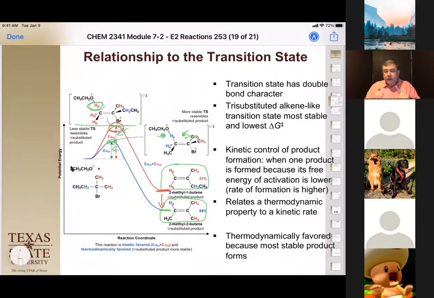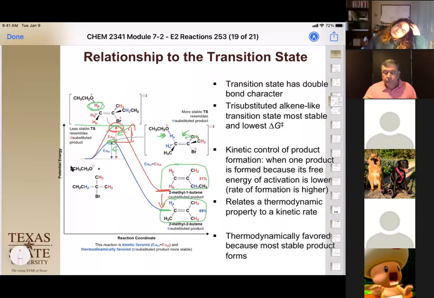That's why you'll always see a little bit of both, even though the difference in this activation energy is not huge. So you'll usually see both, but the major product is going to be the Zaitsev product, which is the more substituted product because it's more thermodynamically favored. All right, questions on that?